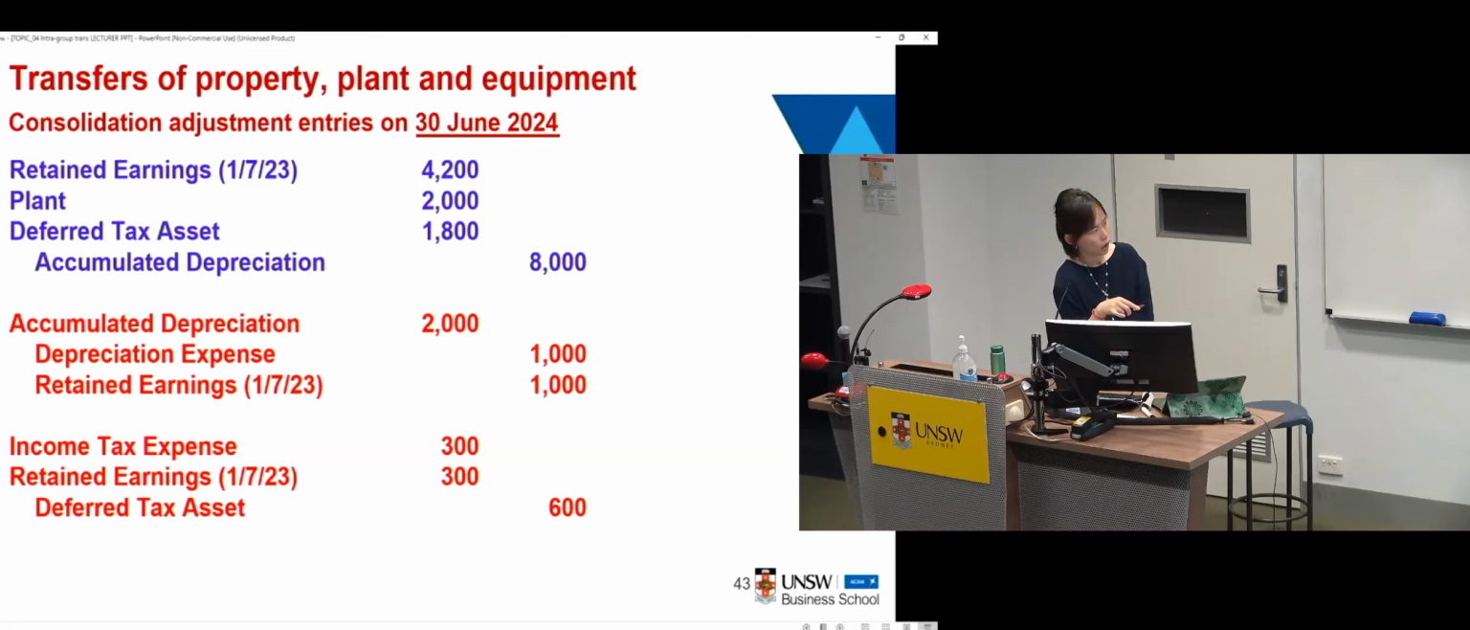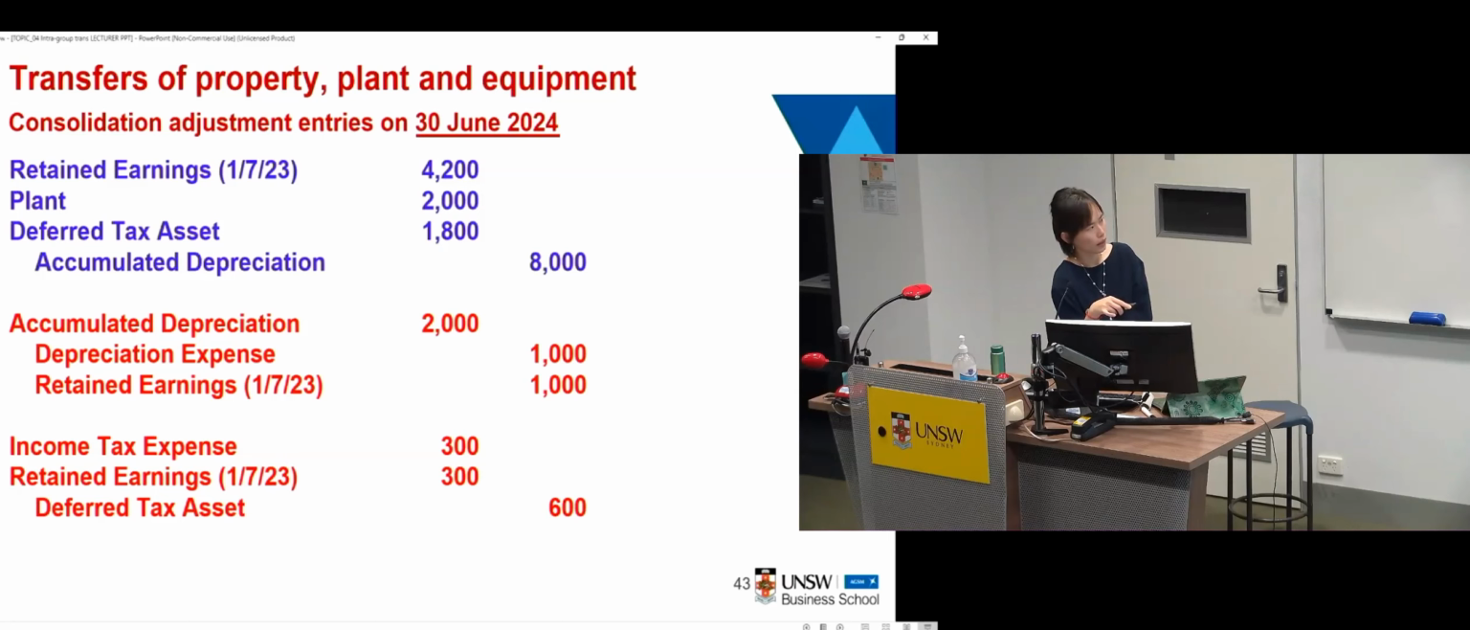And then we're going to show the tax entry, right? So you can see your income tax expense increases because the depreciation expense decreased, right? So depreciation expense decreased by 1,000, which effectively increases the group profit, therefore increases the income tax expense of the group.